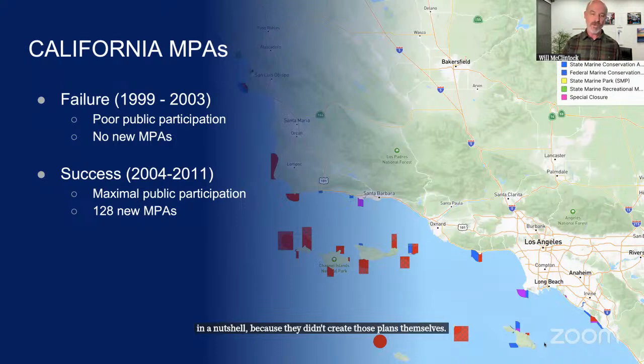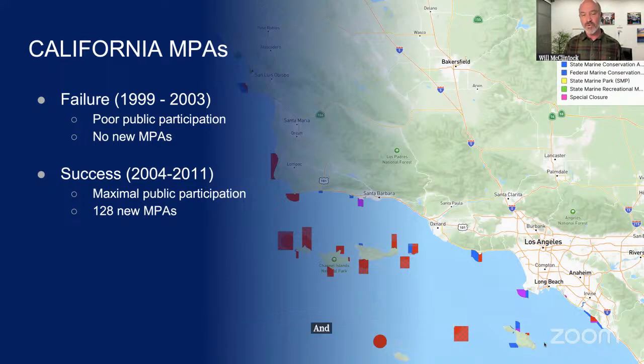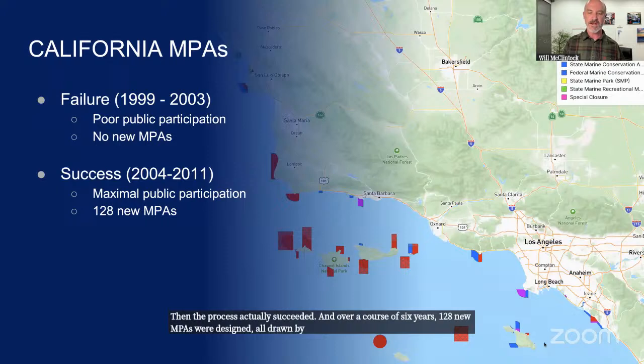So when we finally developed a process where stakeholders were responsible for creating the MPAs and meeting science and policy guidelines, and when we created a tool, back then it was called Marine Map, that stakeholders could use to author MPAs, then the process actually succeeded, and over a course of 6 years, 128 new MPAs were designed, all drawn by stakeholders, and then signed into law.